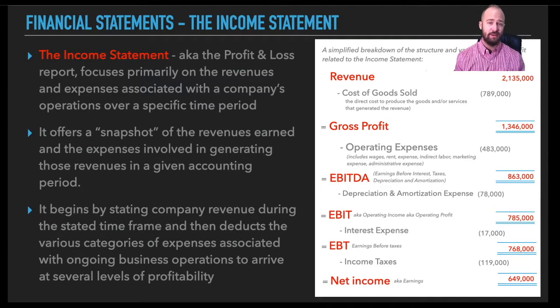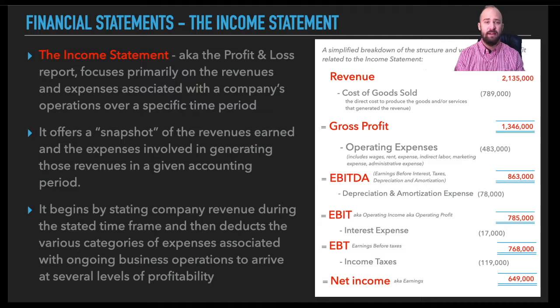So if we wanted to calculate gross profit margin from our fake income statement here, we would take gross profit of $1,346,000, we'd divide that by revenue of $2,135,000, and we'd multiply by 100. That gives us a gross profit margin of 63.04%.